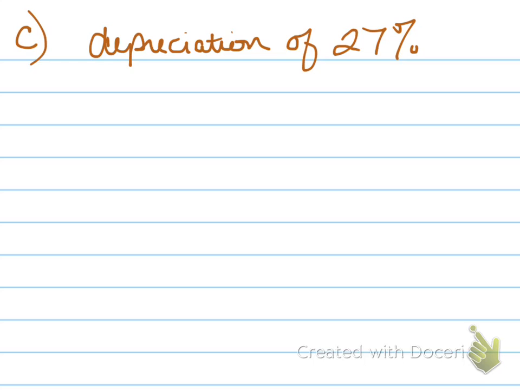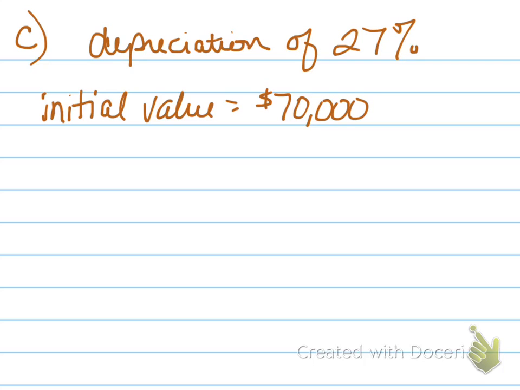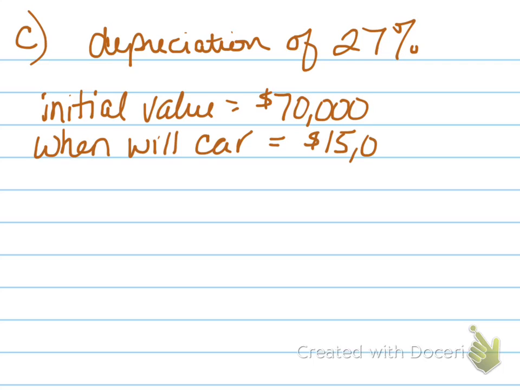Problem C says a Cadillac Escalade has a depreciation rate of 27%. If the initial value of the car is $70,000, it's a pretty expensive car. When will the value of the car be $15,000? So when will the car equal $15,000? The fact that they're asking when means they want to know time. So that's what we're looking for.